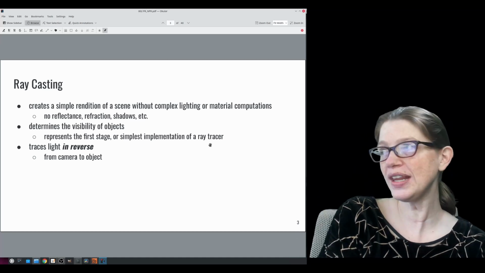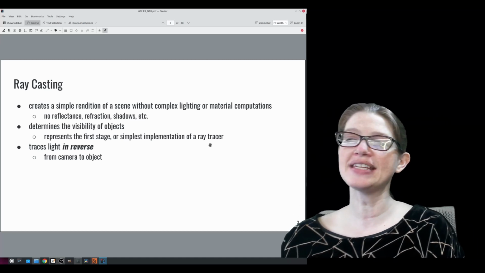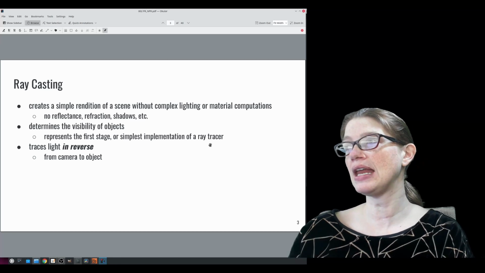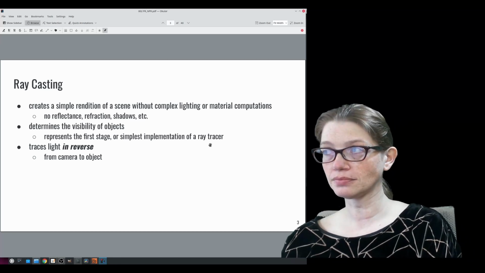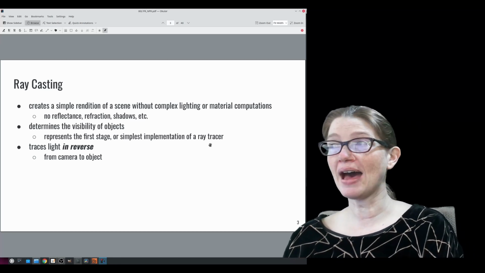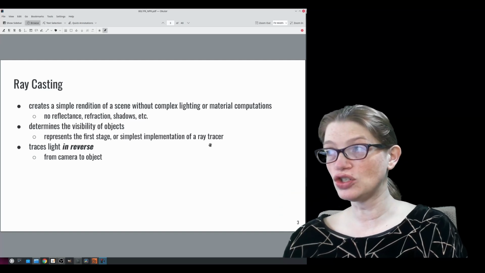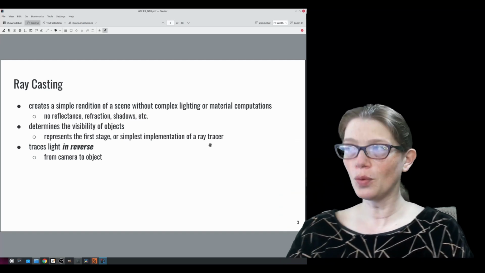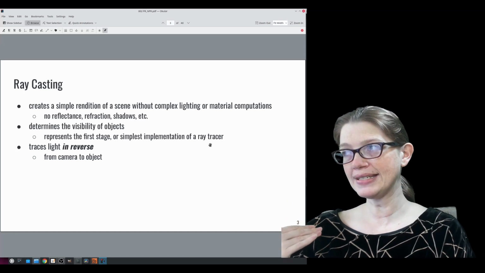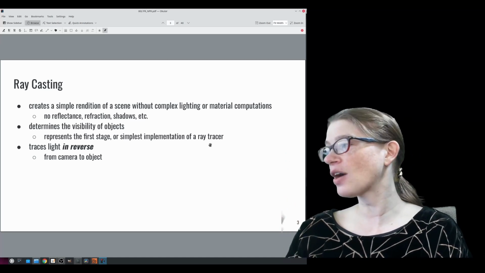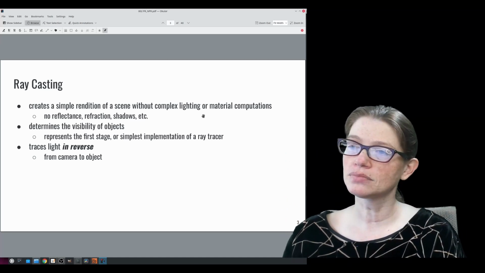The one thing I really want to point out and emphasize here is that we are tracing light in reverse. So we are going backwards. Light does not magically shoot out of our eyes into the world. The world is shooting light into our eyes. So this is a bit of a backwards notion that we have here.